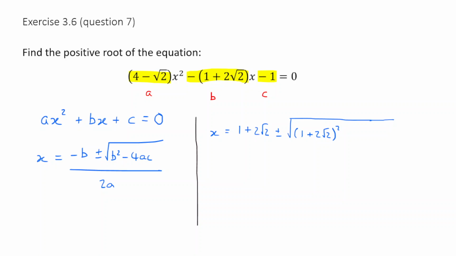So I'll ignore that. Minus 4 times a. So a here is 4 minus root 2, and c is negative 1. Okay. So we've got b squared minus 4ac all over 2a, and 2a is 2 times 4 minus root 2. Now that looks absolutely horrible, doesn't it? Really long, really difficult, lots of algebra to do. But that's the basic setup to the problem. And everything else we've got to do is simplify that expression. So let's go on and do that.